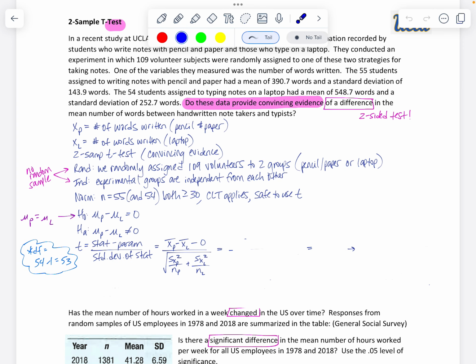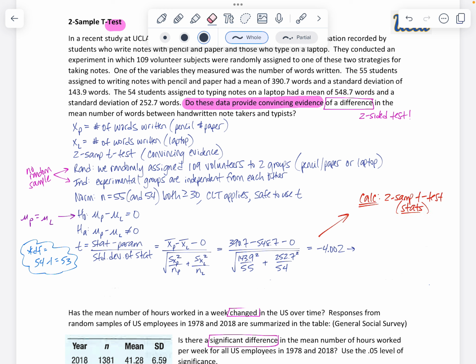That's where I grabbed this down here, and so now you can see what it looks like with all my numbers plugged in. I took my first X bar for paper pencil, this number, and I took my X bar for laptop, that goes here, and then you can see all my other numbers plugged in. That gives me a test statistic of negative 4.002.